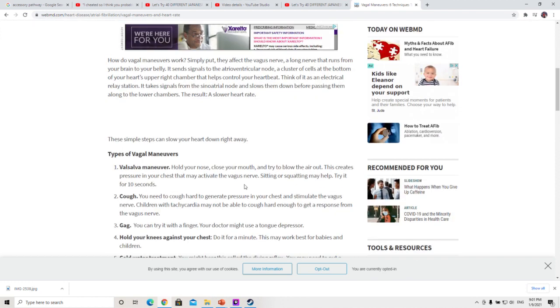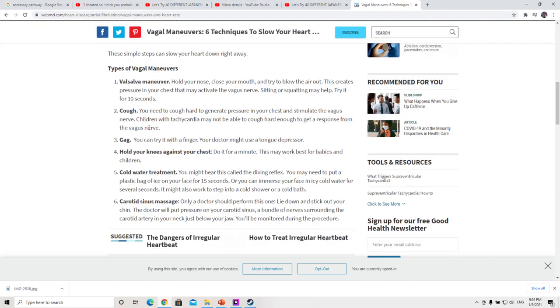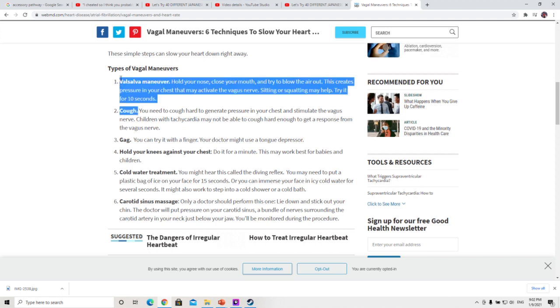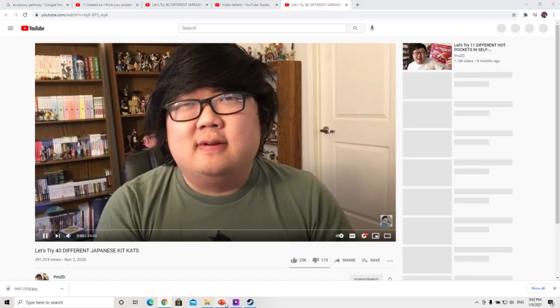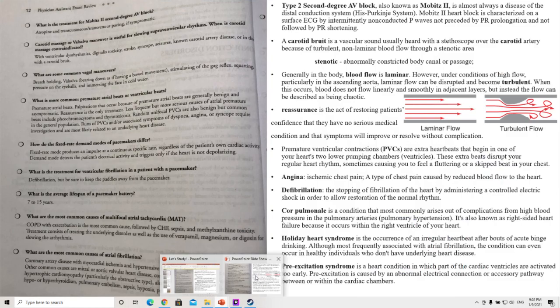This is super interesting. So you slow down the heart rate by doing Valsalva, coughs, things that strain your heart. Try gagging. Hold your knees against your chest. Cold water and carotid sinus massage. Stick out your chin. Put pressure on your carotid sinus, the bone surrounding the carotid artery in your neck. Time to try. Interesting. Watch that later.